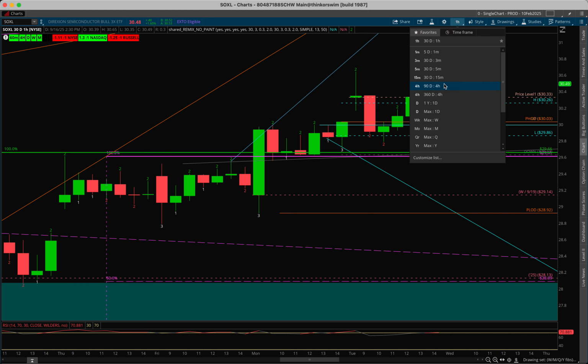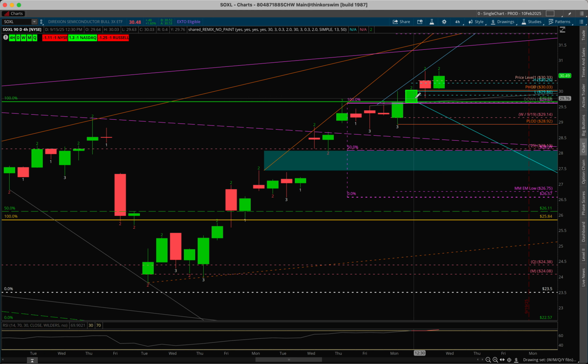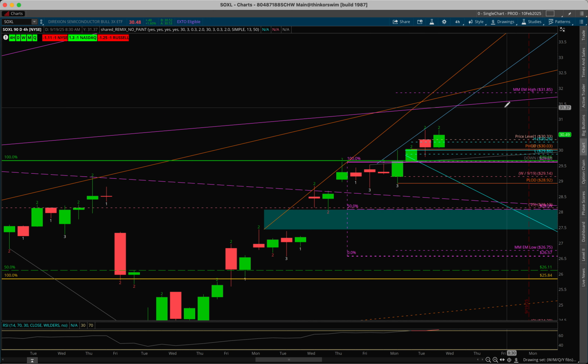The one thing I will say is the 4 hour. We didn't get that higher low here today, but it's not that big of a deal. We don't need to make the higher low on the 1 and the 4 hour. We can just continue to push up towards this weekly broadening formation, this purple line, this hourly broadening formation here and the market maker's expected high. We've also got a daily broadening formation here.